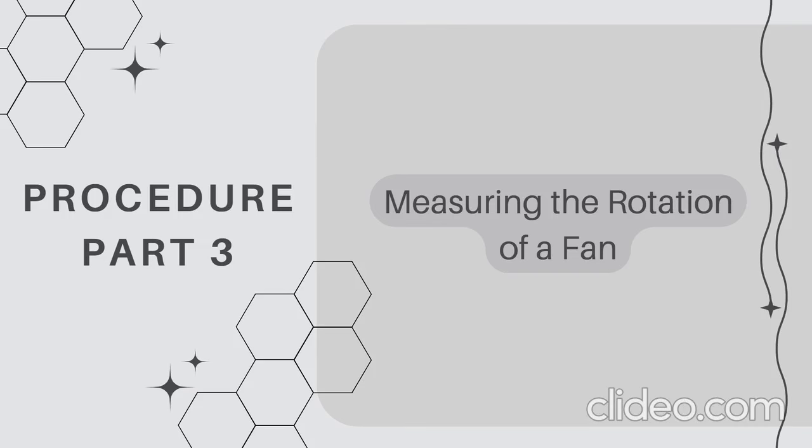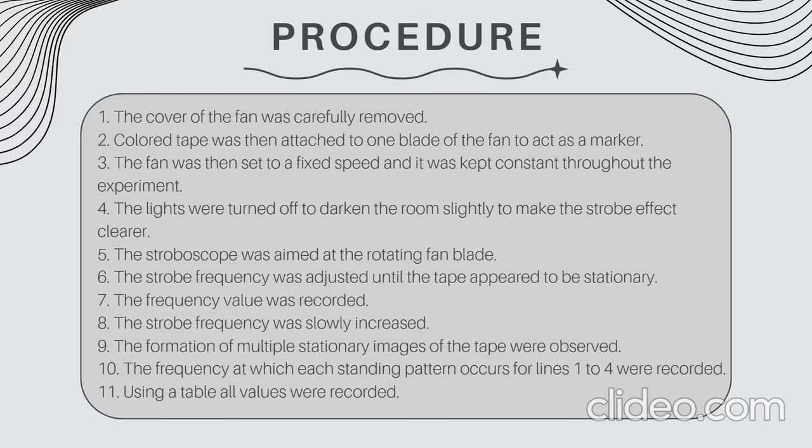Part 3 of the procedure involved measuring the rotation of a fan. So firstly, the cover of the fan was carefully removed, and colored tape was then attached to one blade of the fan to act as a marker. The fan was then set to a fixed speed, and this was kept constant throughout the experiment. The lights were turned off to darken the room slightly to make the strobe effect clearer, and the stroboscope was aimed at the rotating fan blade. The strobe frequency was adjusted until the tape appeared to be stationary, and this frequency value was recorded. The strobe frequency was slowly increased, and the formation of multiple stationary images of the tape was observed. The frequency at which each standing pattern occurs for lines 1 to 4 was recorded.